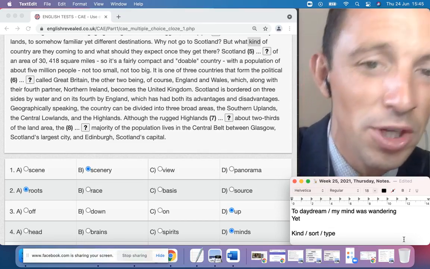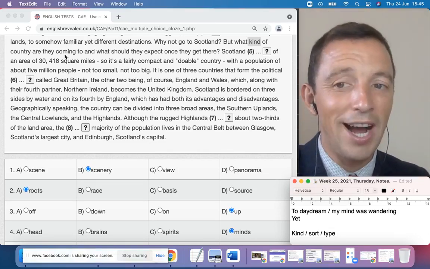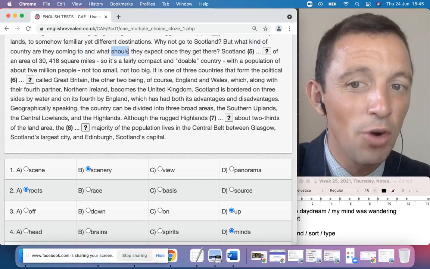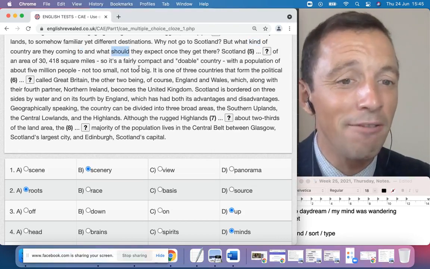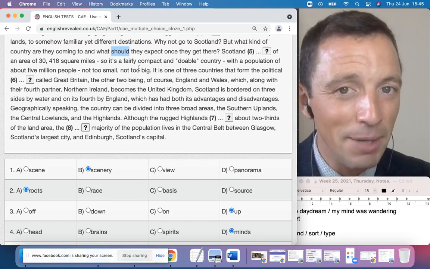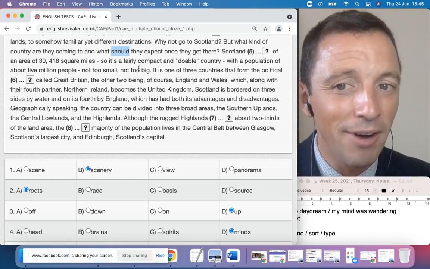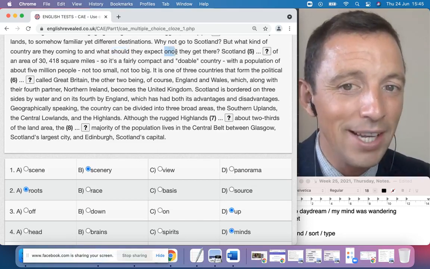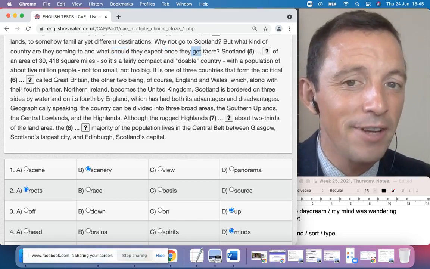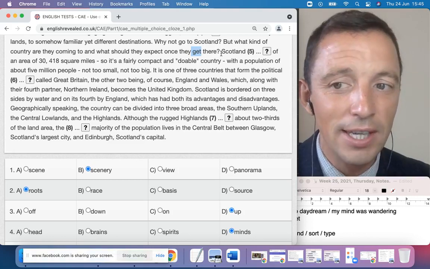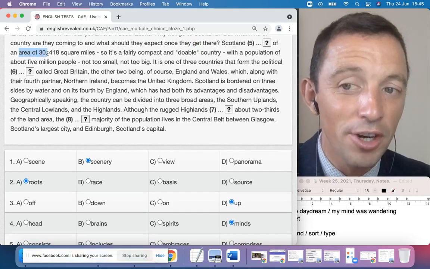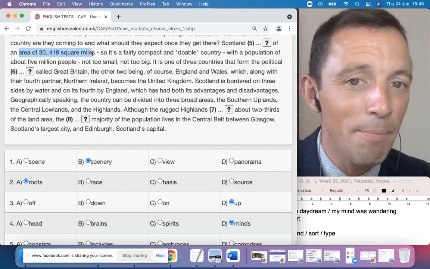What type of food do you want? So what kind of country are the tourists coming to? And what should they expect? Recommendation or advice: the modal verb should is typical for recommendation and typical for advice. So what should they expect when they arrive there? Okay, Scotland, something of an area of 30,418 square miles.